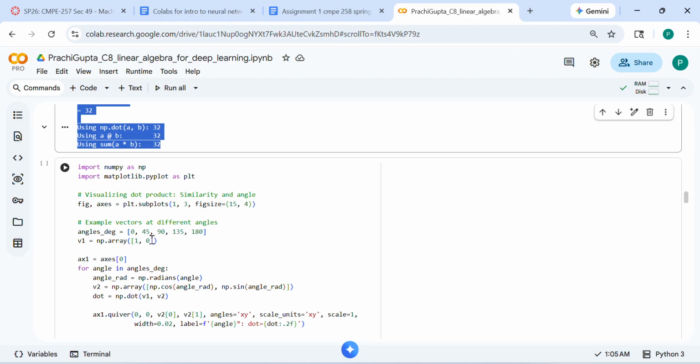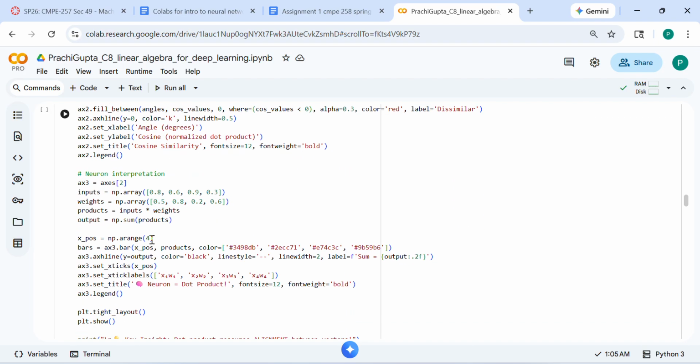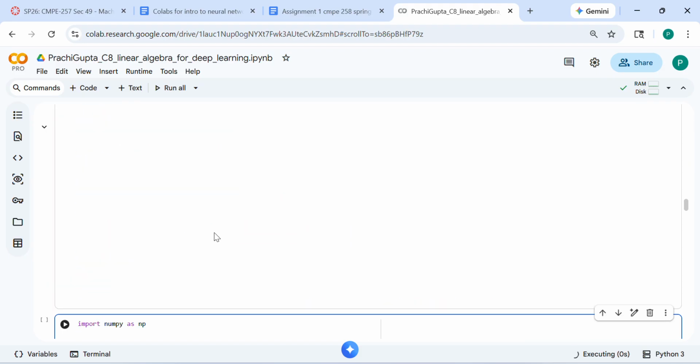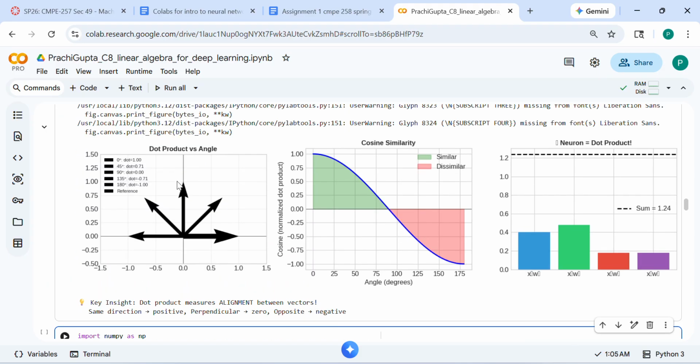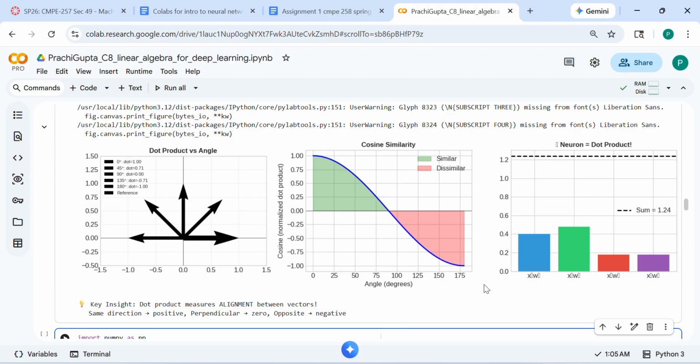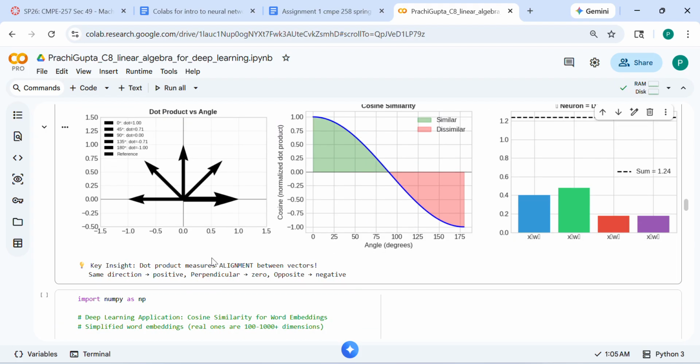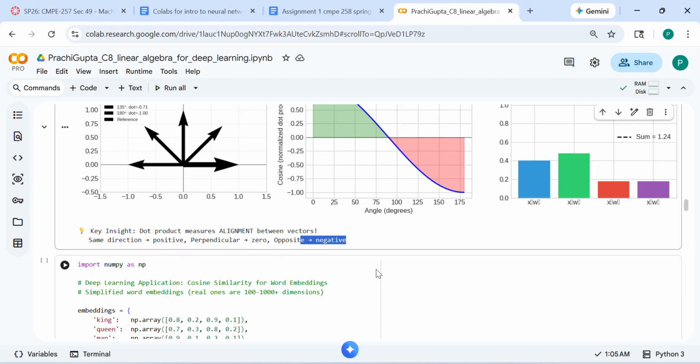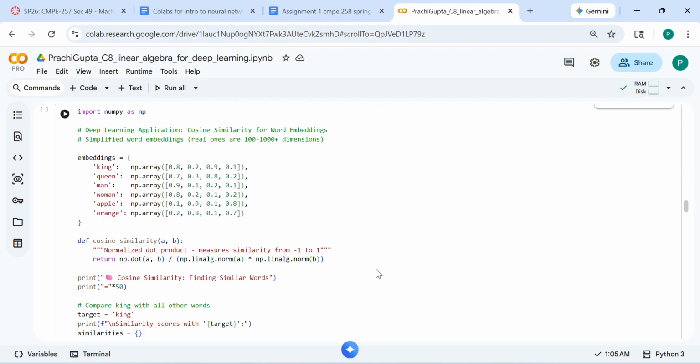So moving forward, we are just plotting the details. Let me run the cell and you can see the dot product, cosine similarity, everything is plotted here. The dot product measures alignment between the vectors: same direction positive, perpendicular 0, and opposite direction negative. So this is the alignment we can interpret from the graph.